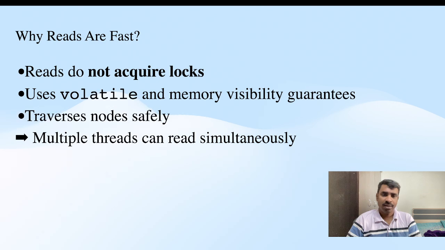I already explained volatile in one of my previous videos. It does not cache. Each thread will directly write to and read from the memory. So each thread will not keep a cached copy of a volatile variable. That's why ConcurrentHashMap is using volatile variables, so memory visibility is guaranteed. It traverses nodes safely. Multiple threads can read simultaneously because read operations do not require any locks.